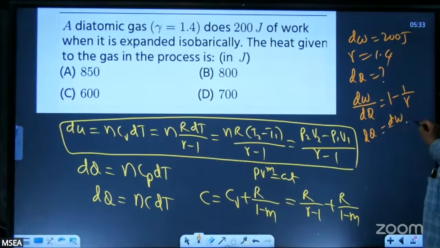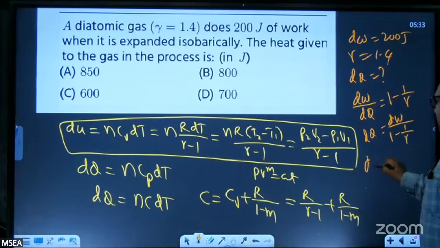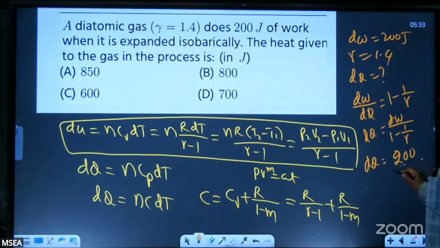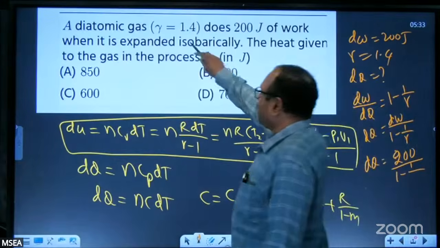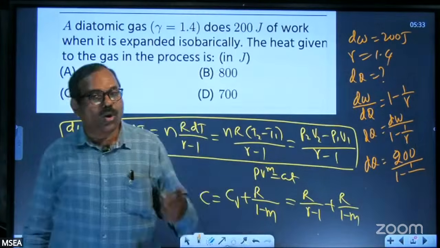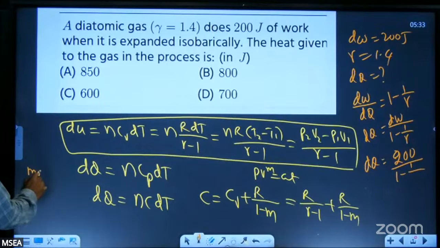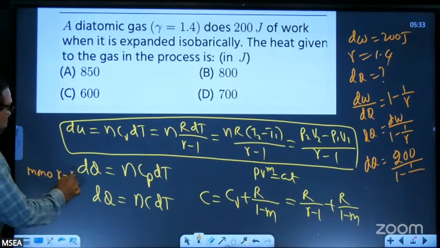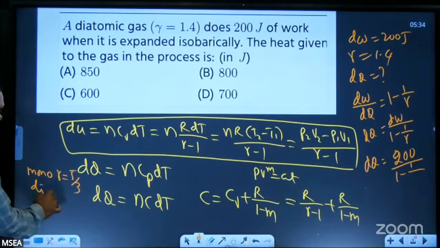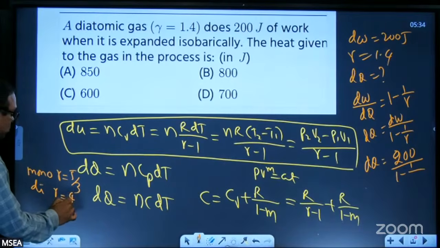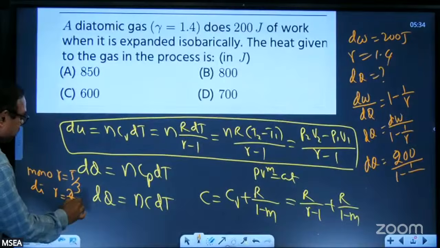But he's asking about dQ. dQ is equal to dW by (1 minus 1 by gamma). What is dW? It is given: 200 by 1 minus 1 by gamma. What is gamma? Gamma is given as 1.4. You have to remember these things: for a monoatomic gas, gamma is equal to 5 by 3. For a diatomic gas, gamma is equal to 7 by 5, which is equal to 1.4.